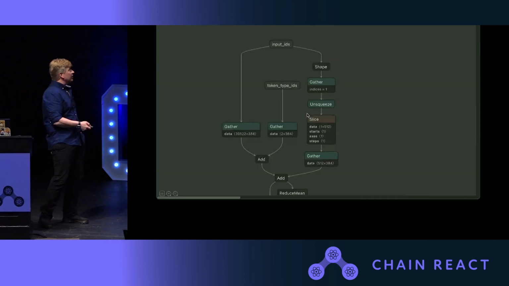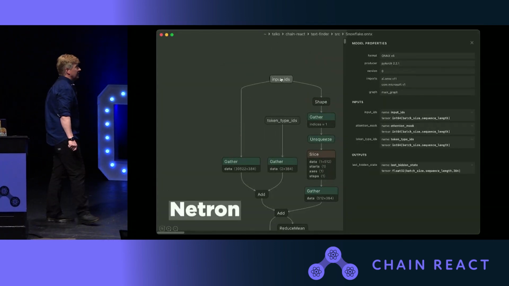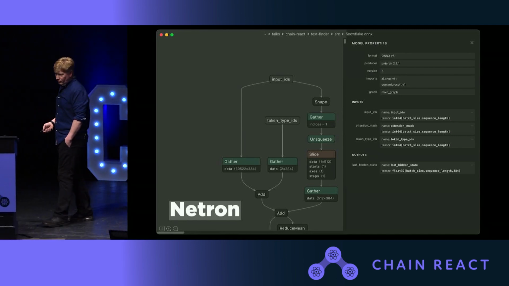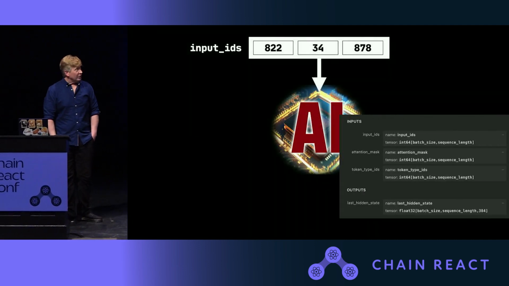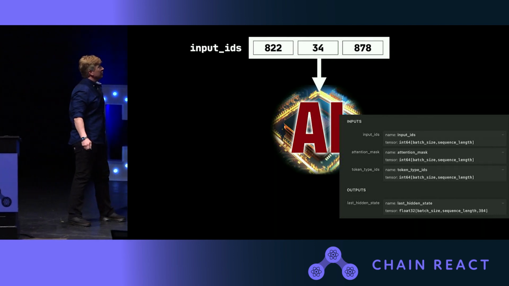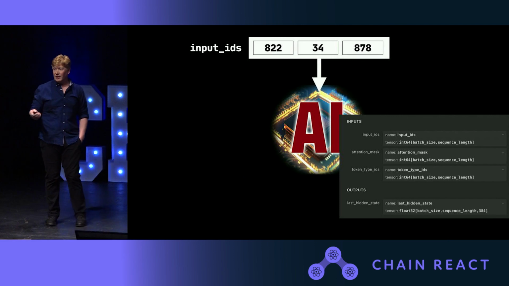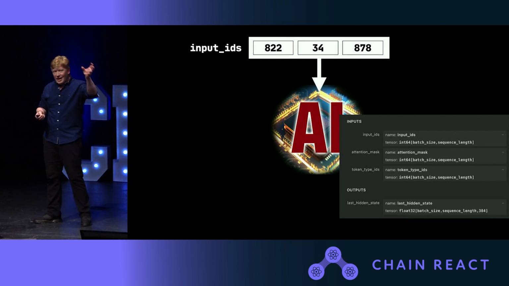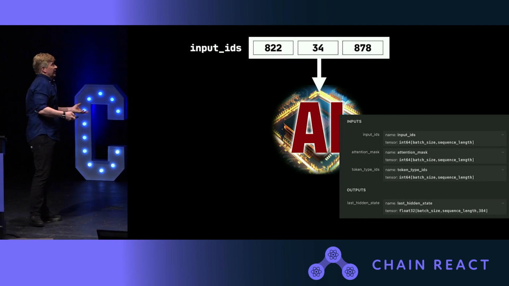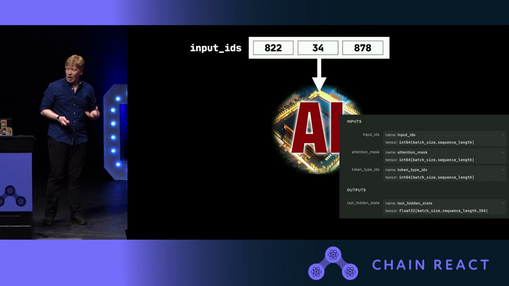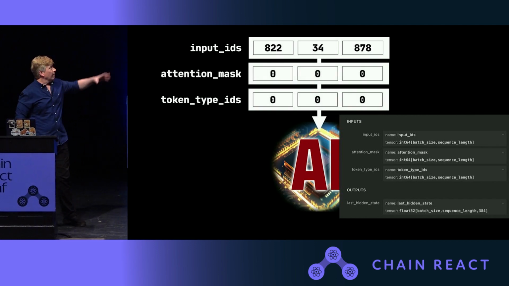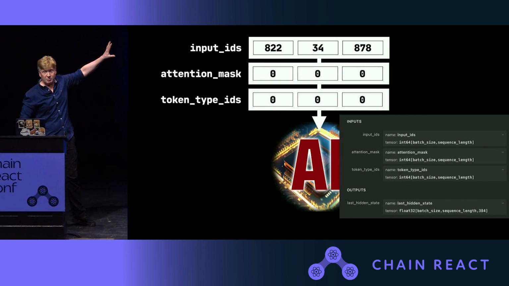Well, there's a really cool application called Netron that can actually go and visualize these ONNX models. And thankfully, on the right-hand side are all the inputs and the outputs. Cool. All right, so first we need the input IDs. Those are the actual text to number representations. Then there's an attention mask and a token type IDs. For our purposes, we can actually just use zeros for that. So now we know what the input model needs as opposed to text.